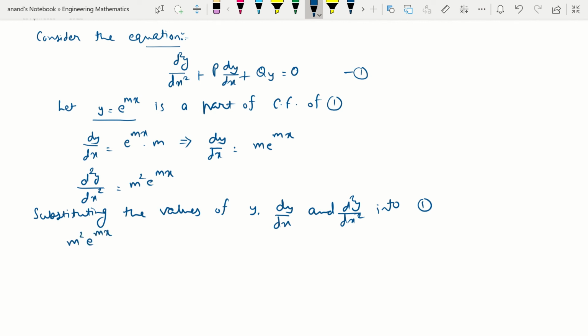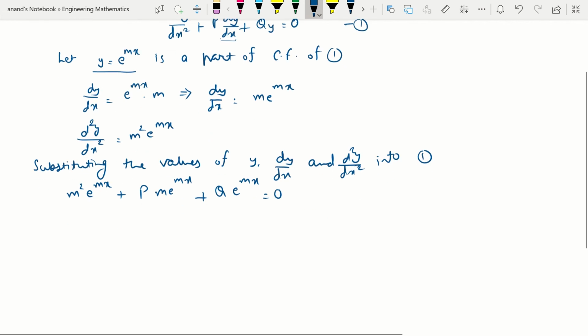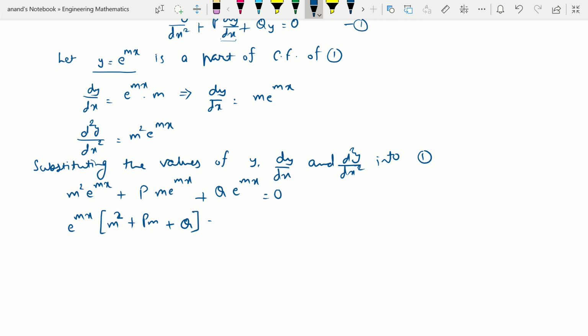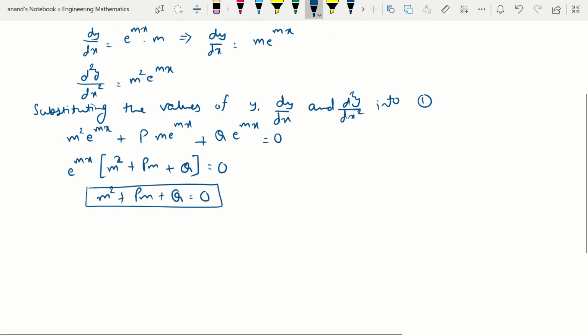m square e to the power mx plus p m e to the power mx plus q e to the power mx equals 0. By taking e to the power mx as common, we get m square plus pm plus q equals 0. We get the condition as m square plus pm plus q equals 0.